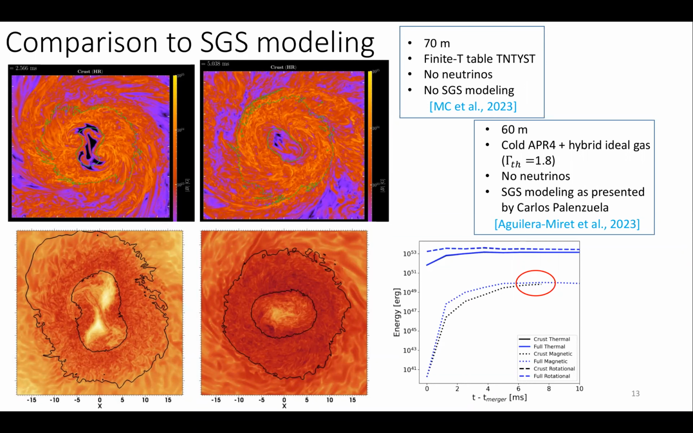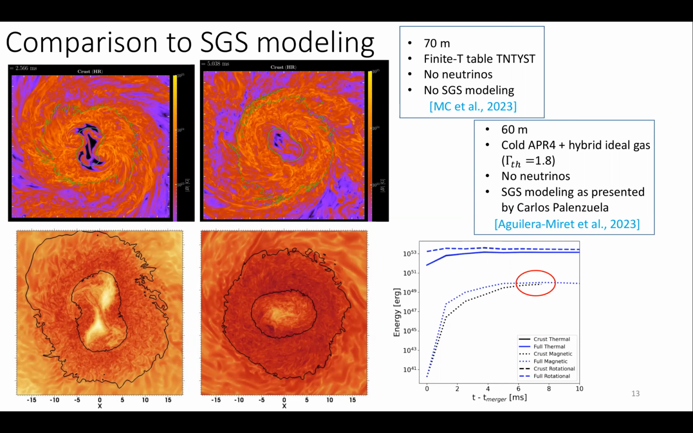However, I think one main difference that can be appreciated is that these simulations seem to show a stronger mixing and a stronger development of turbulence in the denser parts of the neutron stars for a comparable simulation. So this might be a reason why the cross configuration is able to catch up with the full configuration.